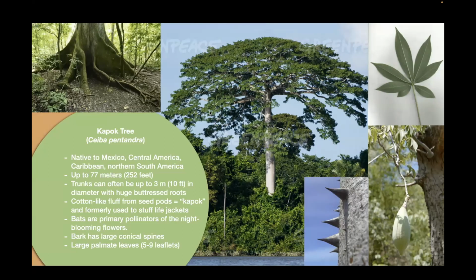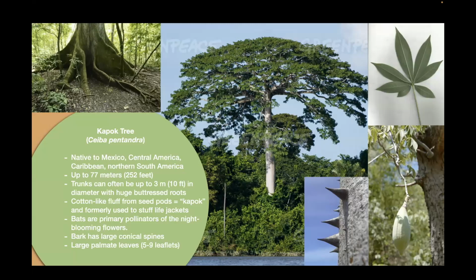I think so too. So they grow these really big, like 3, 4, 5 inch long pods, which are full of really cotton-like fluff. And actually, back in the day, the original life jackets were stuffed with kapok, because the fluff is very water resistant, and so it floats.